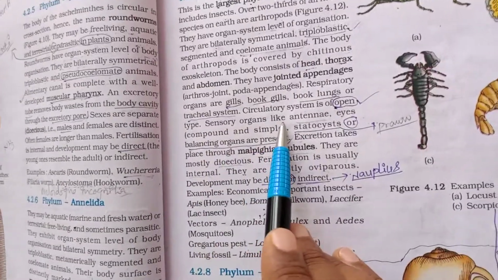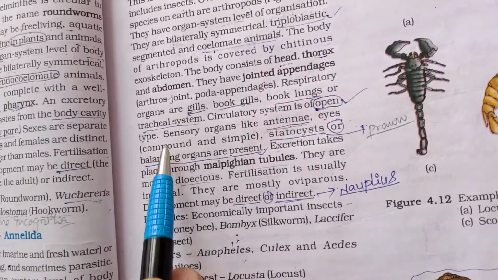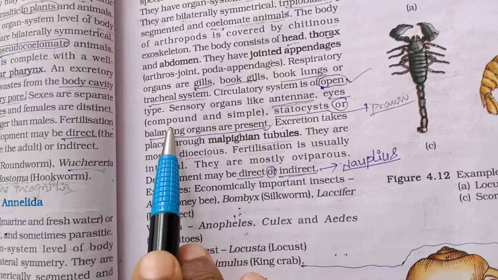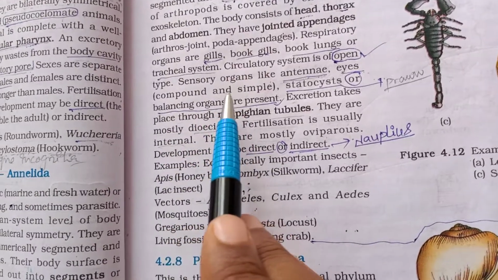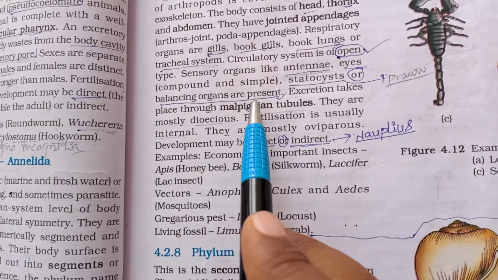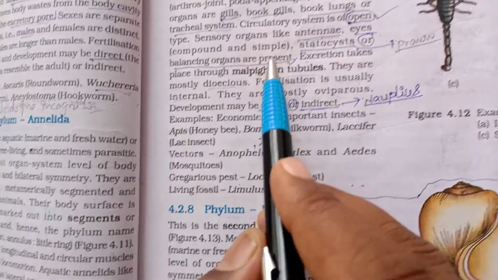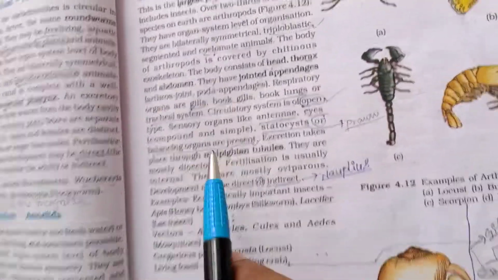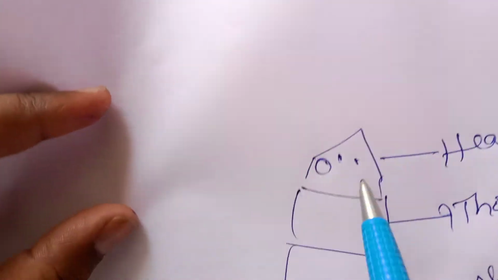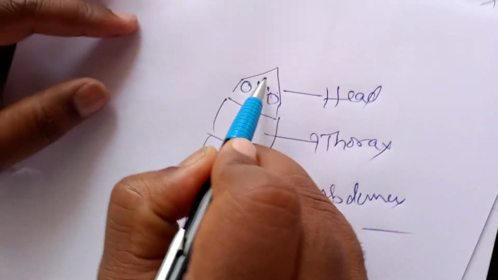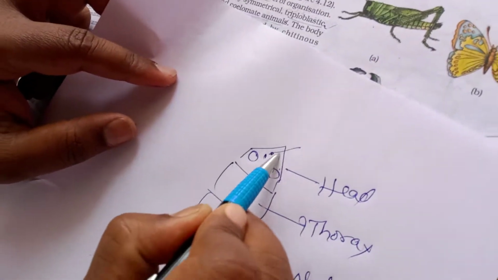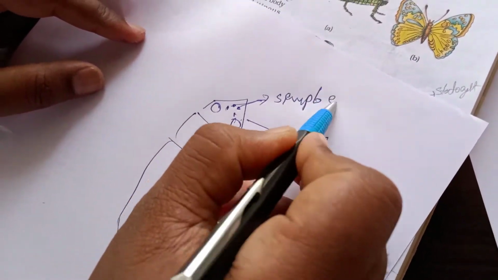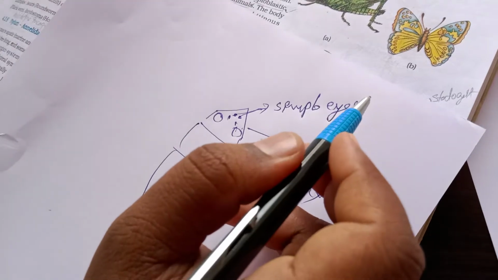Next, sensory organs like antenna, very important. Sensory organs like antenna and eyes: we can see the compound eye and simple eye. Very interesting thing is that two compound eyes are present. Other than these compound eyes, a pair of poorly developed simple eyes are also present.